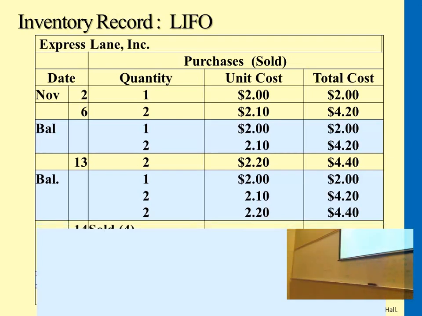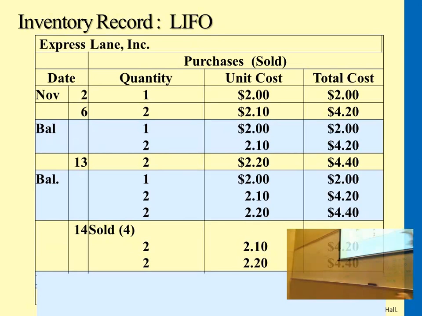Okay, so for cost of goods sold, this goes into the middle column. Cost of goods sold, you'll be choosing 2 at the latest cost, and 2 from the middle transaction at $2.10. So this is the total cost of goods sold expense, $860 under LIFO. On the last line, the balance for cost of goods sold expense, you have this, adding the 2 transactions up.